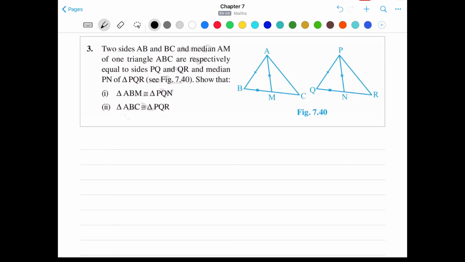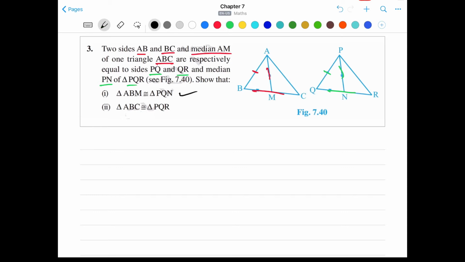Now moving ahead to question number 3. Here we have two sides AB and BC and median AM of triangle ABC equal to the sides PQ, QR, and median PN of triangle PQR. As you can see, this side AB is equal to its corresponding side PQ. Similarly, this entire side BC is equal to its corresponding side QR, and this median AM is equal to the median PN.